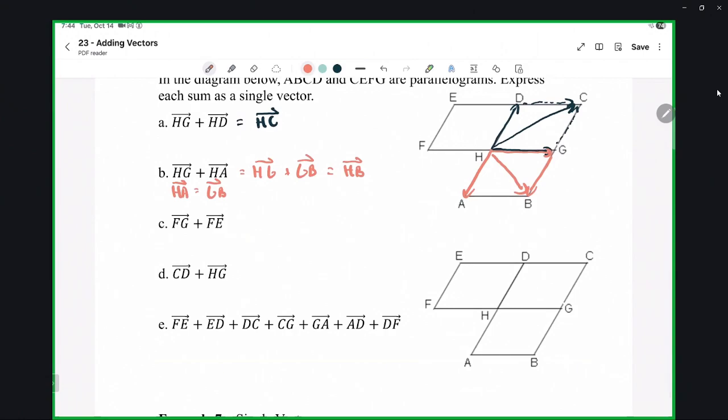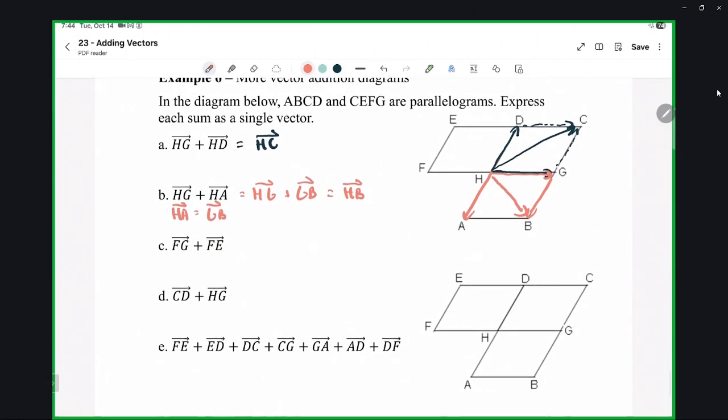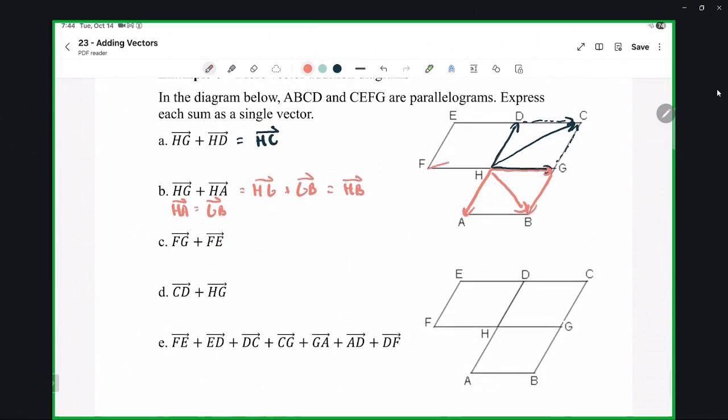Okay. What about FG? So let's work in green, I suppose. We're talking about FG plus FE. So what would that be? Take a moment, pause, and think about that one.